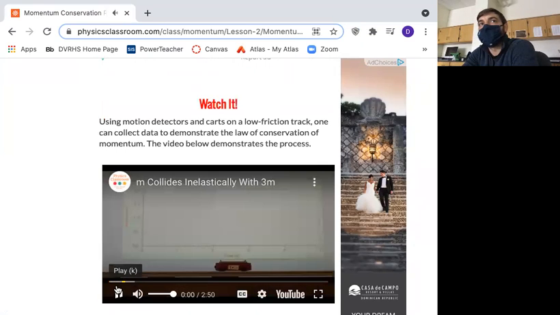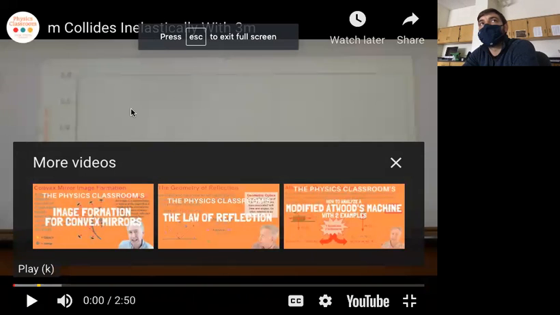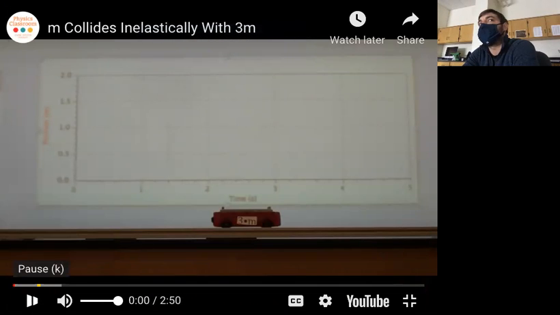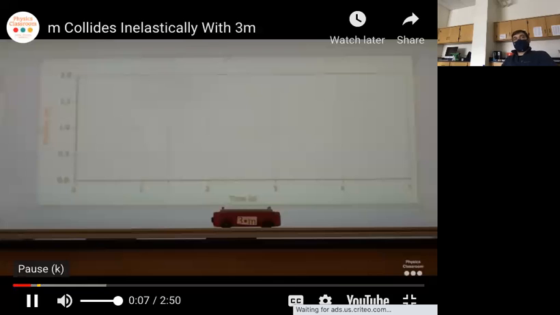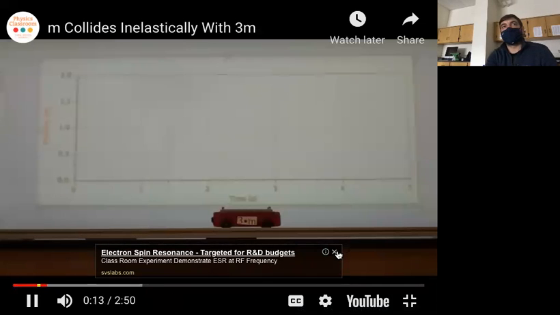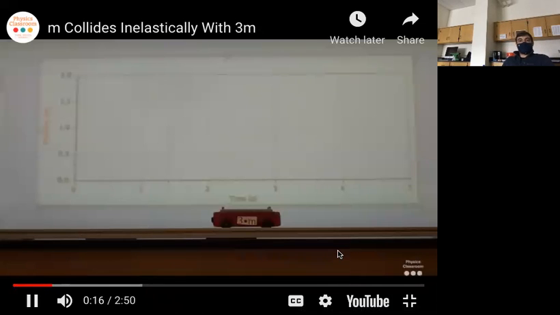I want you guys to watch this. Watch what happens to the velocity of the cart after it collides with the red cart. We will observe an inelastic collision between two carts. One of the carts, the red cart that you see in the center of the video, has a mass of 750 grams or 0.750 kilograms.